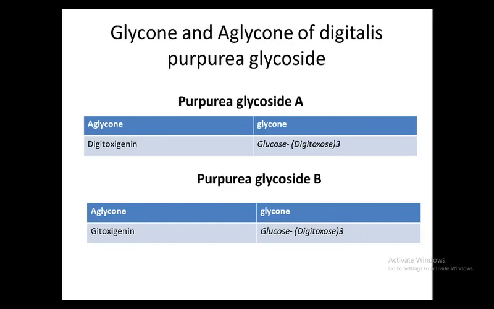The glycone part contains two different types of sugar: first is glucose, one molecule of glucose, and 3 molecules of digitoxose. Next, purpurea glycoside B. This contains gitoxigenin as the aglycone, and same as purpurea glycoside A, purpurea glycoside B also contains two different types of sugar, that is glucose and digitoxose. The 1 mole of glucose and 3 moles of digitoxose.